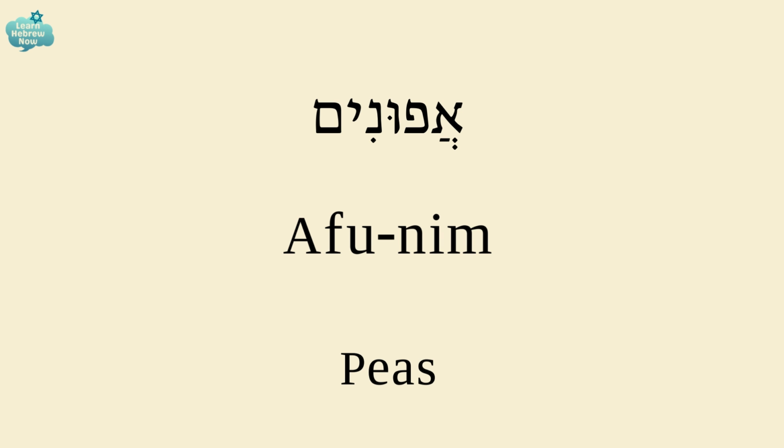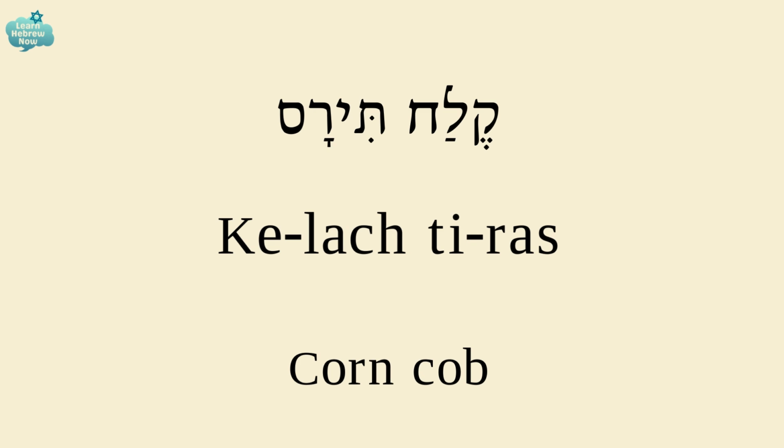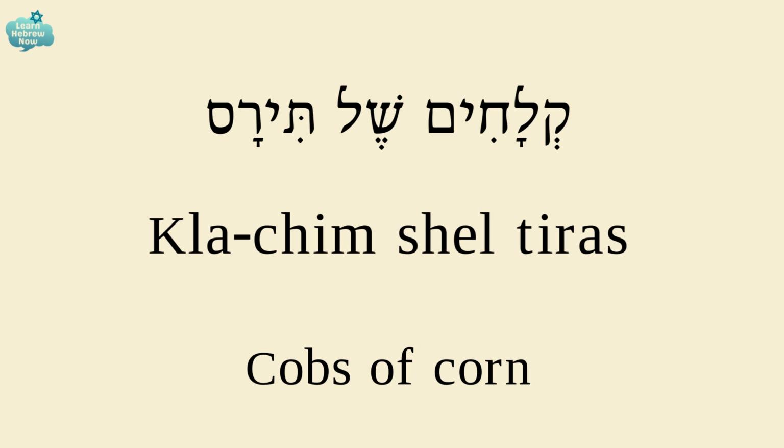אפונים. A corn cob is כלח תירס. כלח תירס. And the plural form cobs of corn is כלחים של תירס.